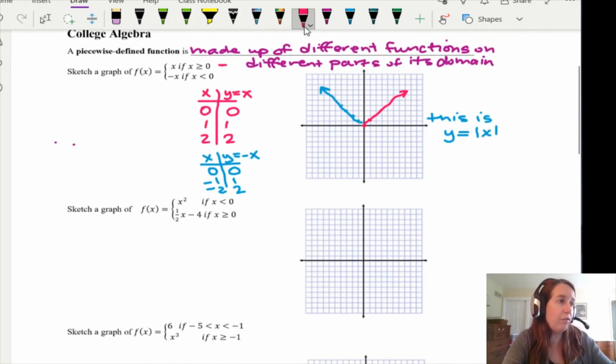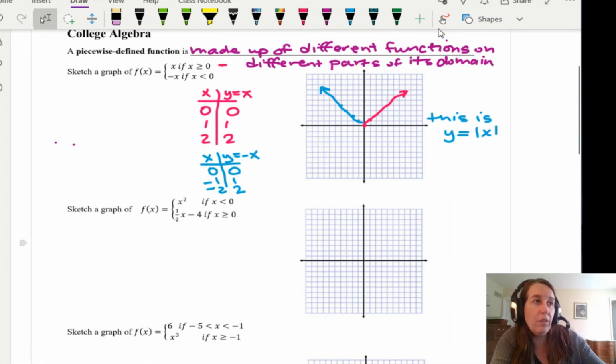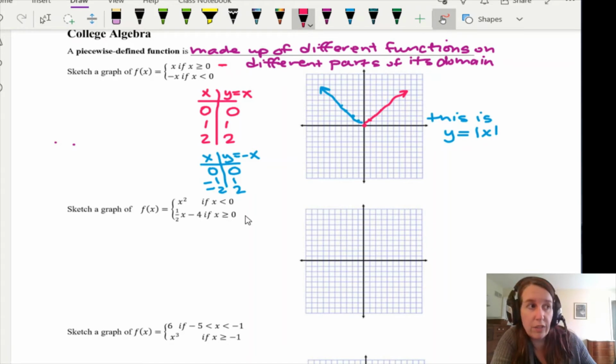For our first piece, we have f of x equals x squared if x is less than 0, and then we have 1/2 x minus 4 if x is greater than or equal to 0. So the split in the domain is at 0 again. You'll notice once we get to the next one, it doesn't have to be, but it can be.